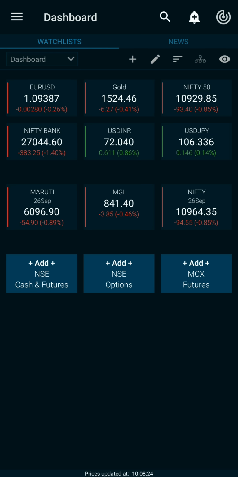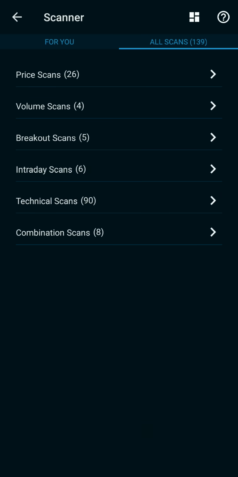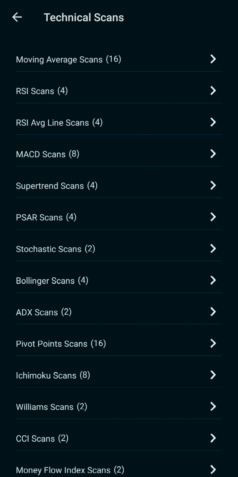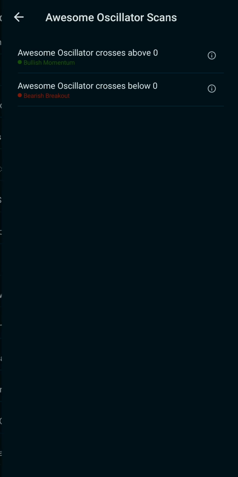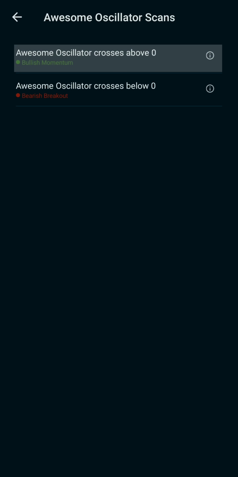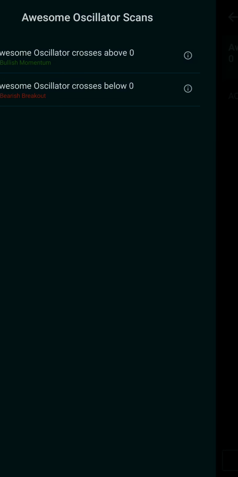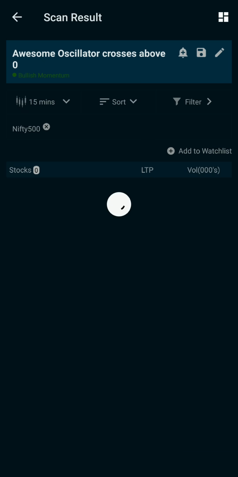Now let's go ahead and run the scanner and see how we can use the AO oscillator to find effective trades. I open the scanner, all scans, technical scans, and near the bottom of the list we have the awesome oscillator scans. We have two scans on our list here for AO crossing above the zero line and AO crossing below the zero line. I run the scan and see the results page.